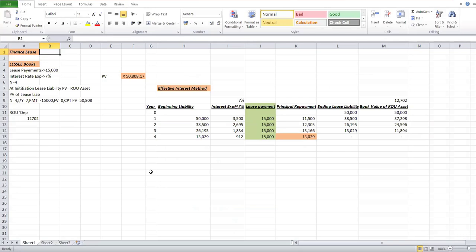Okay. Now, guys, this is a perfect example of how the finance lease is first of all done in the books of the lessee. I will be giving an example by the name of the effective interest method.